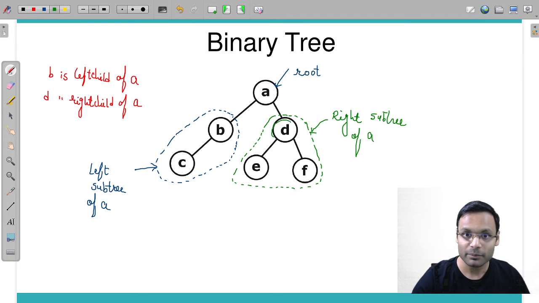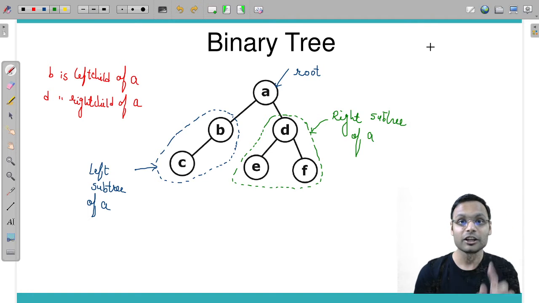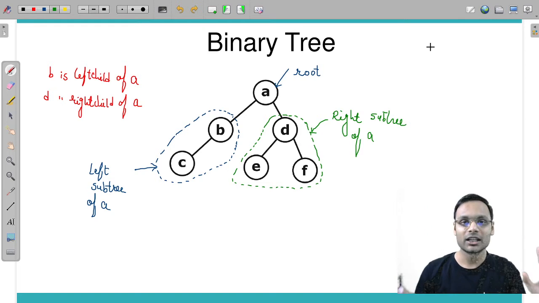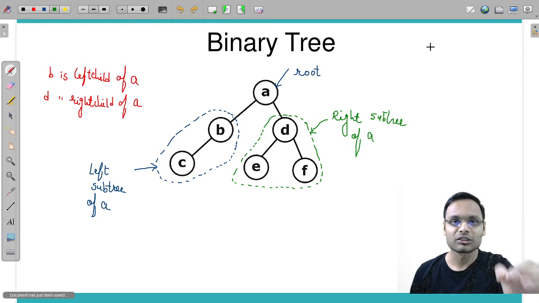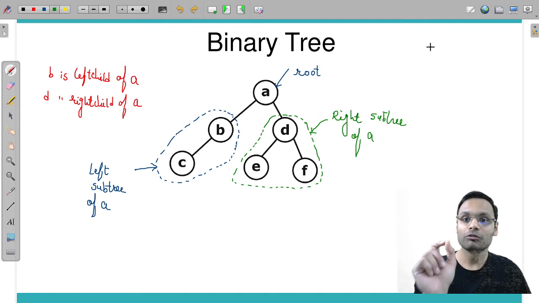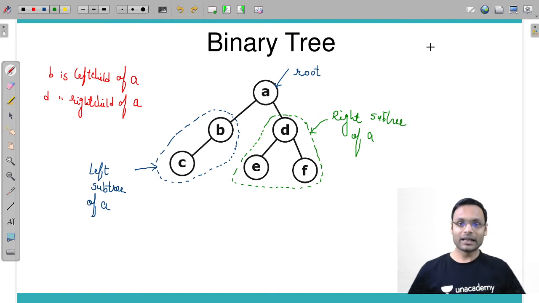We will talk only about D. But if you talk about the right subtree, it means starting from D as root, the entire tree down to the maximum level, wherever it goes, starting from D as root, will be called the right subtree of A. Good, understood?